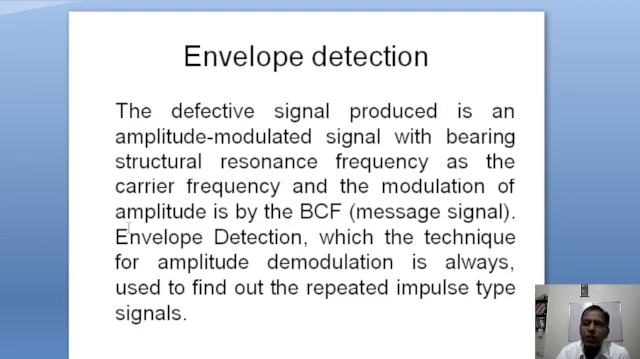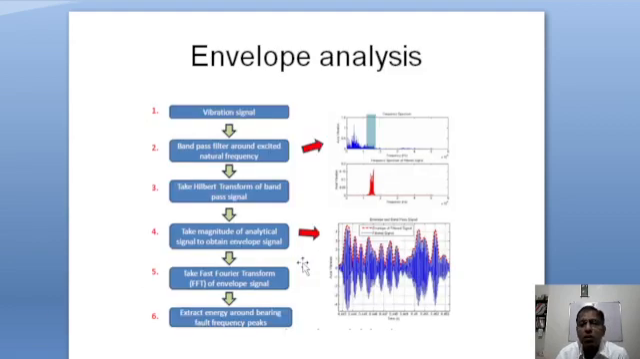So to demodulate this modulated signal, envelope analysis is carried out, in which envelope detection is one of the steps. The amplitude demodulation is used to find out the repetitive impulse type signals. Okay. So the complete methodology of envelope analysis is explained in this chart.